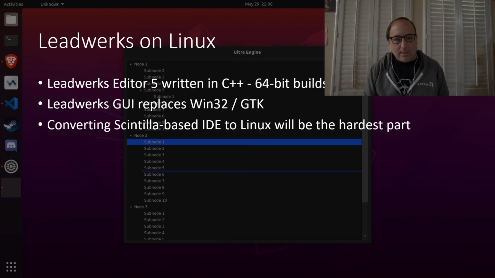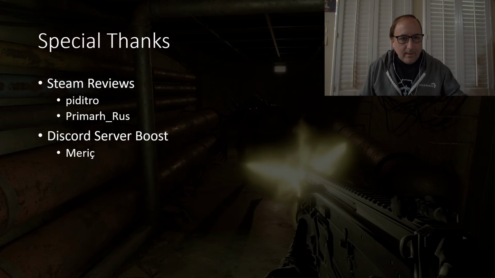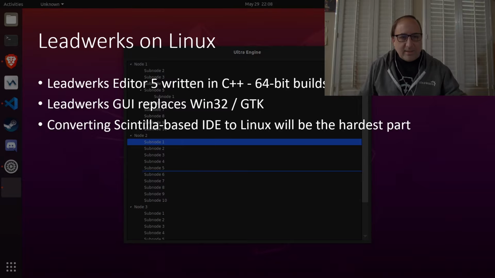The hardest remaining part is going to be the Scintilla-based IDE, converting that to Linux, because a lot of that code is Windows specific. I'm not worried about it being too difficult, but it is going to be a lot of work, and there are always little things that come up. I don't think anything's going to be a showstopper. I just think it's going to be a lot of labor to make this happen. So that's Leadwerks for Linux. That's all I have to say at this time. No announcements yet, but people are asking for it, and I'm listening.